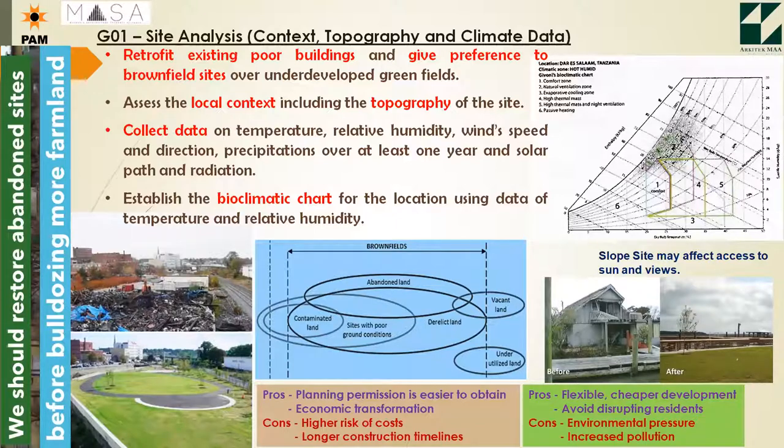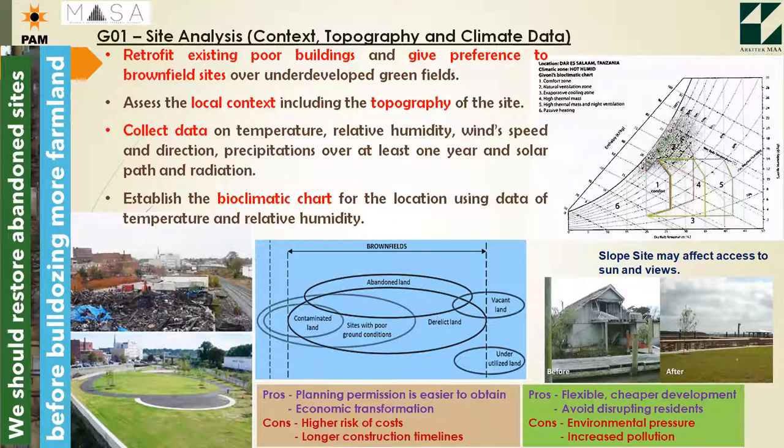So another one is to assess the local context. That includes the topography, because flat land does not have a topography problem, so it's a lot easier for you to plan with. But if you have a site with slopes and so on, you affect the access to the sun and also the view. Because when you want to create greener buildings, then it will talk about all this.